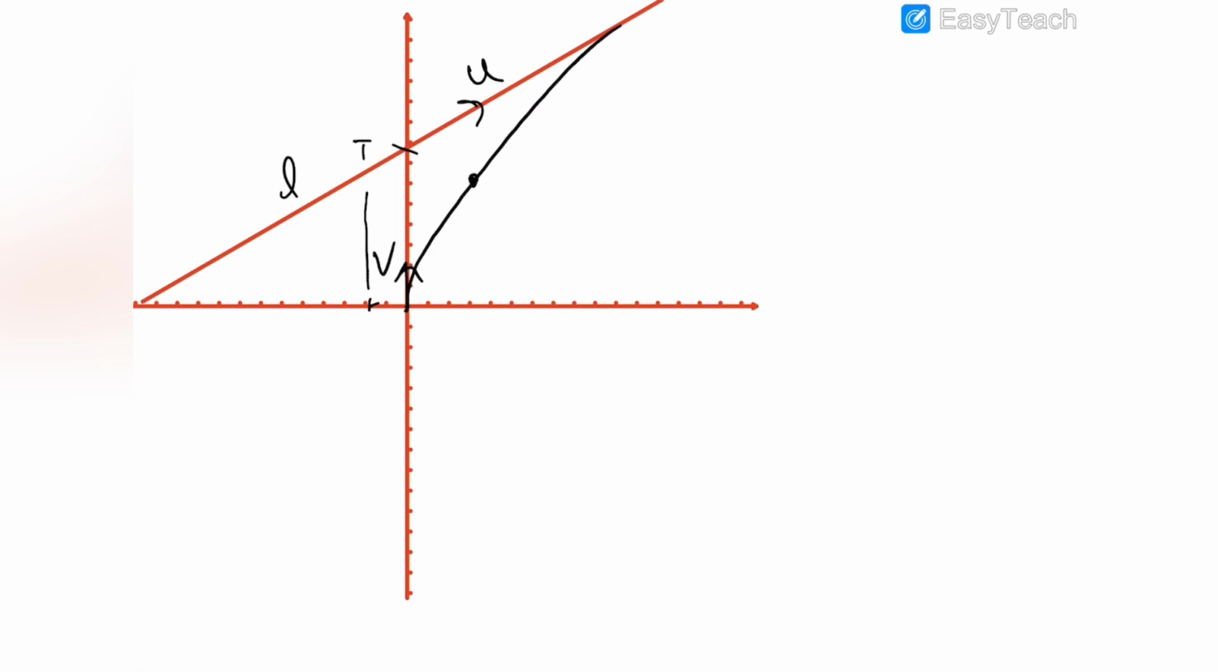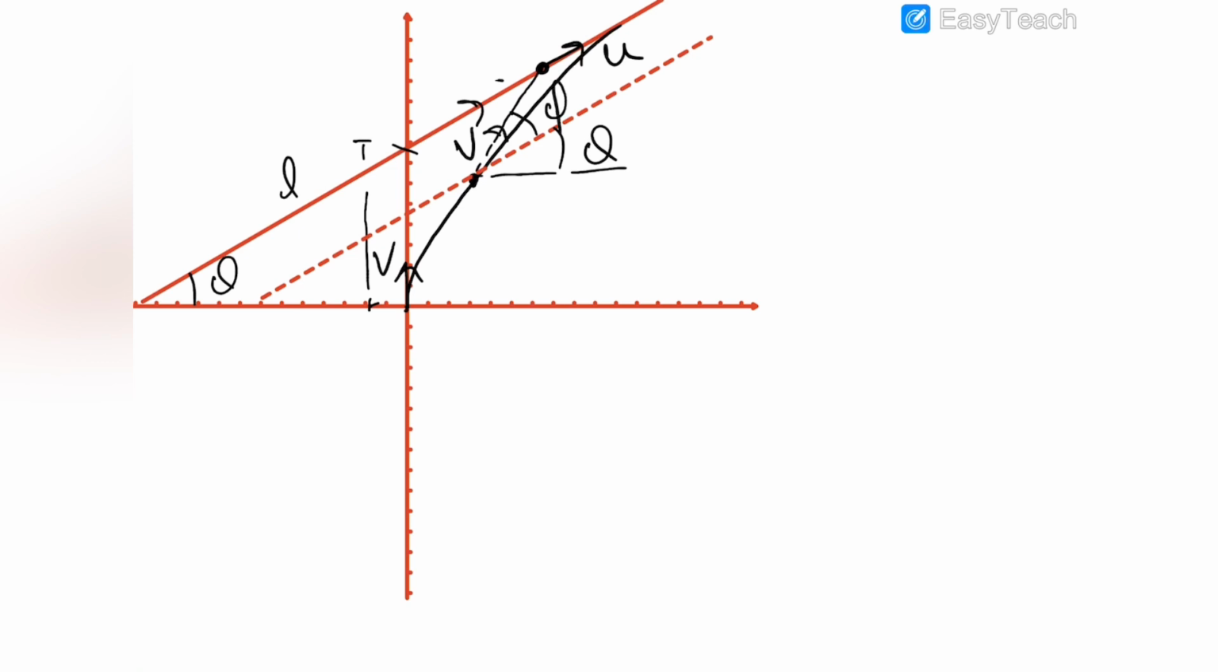So you can see that at this instant of time, if we draw the direction of v, then it would be like that, and this particle is here. So the speed of this particle is u, and the speed of this one is v. Let us draw a line which is parallel to this line, like that, and this line makes an angle of theta. This is theta with the x-axis. Now let us suppose that this angle is phi.